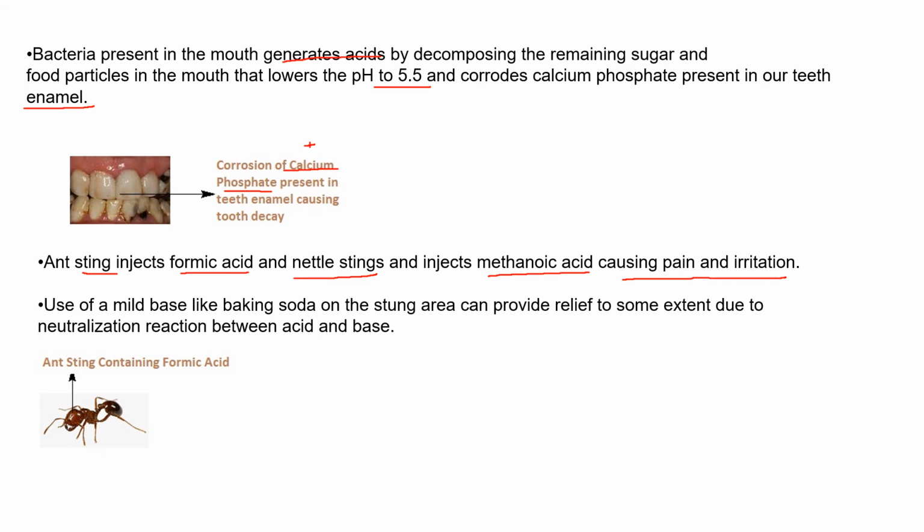To get rid of this pain, what are you supposed to do? Take some baking soda and put it on that part where the pain and irritation exist. So it will cure your problem. The use of a mild base like baking soda on the stung area can provide relief to some extent due to the neutralization reaction between acid and base. Here I have shown a picture of an ant.